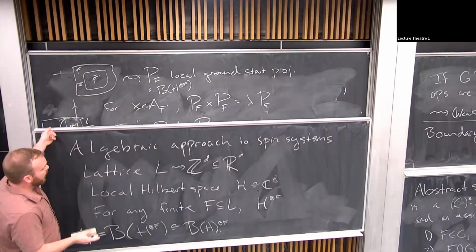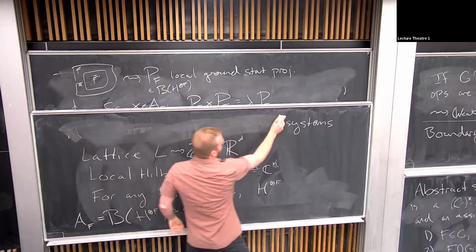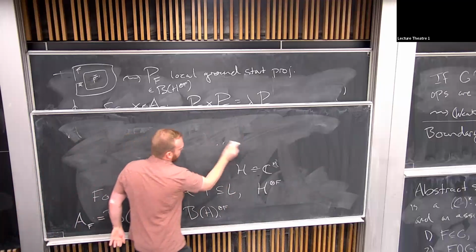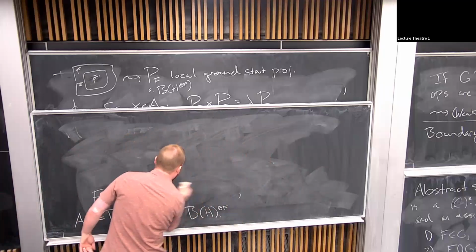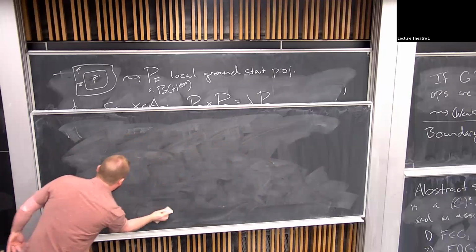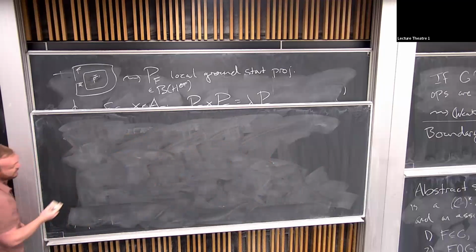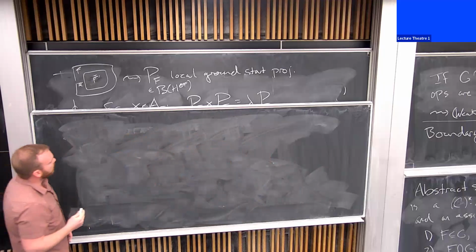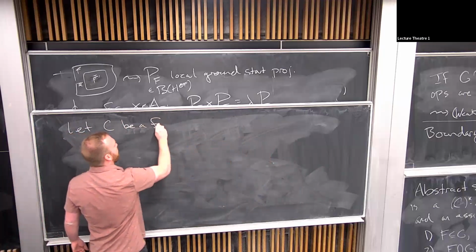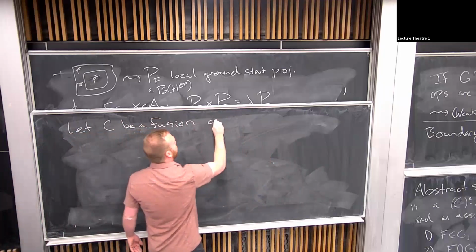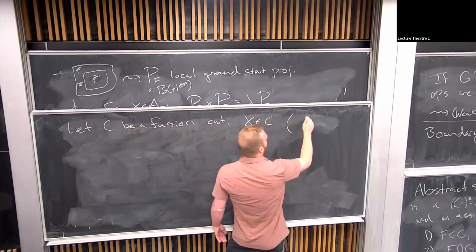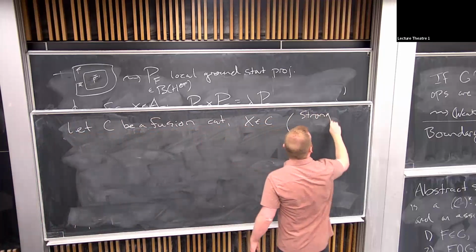Okay. So let me give you an example of these abstract nets, and that's actually the main focus of my talk. These are what I call fusion spin chains. I didn't invent these things. They've been around for a long time. But I think no one gave them an explicit name, at least as far as I can tell. So let C be a fusion category, and X is an object in C. We want it to be what I call a strong tensor generator.